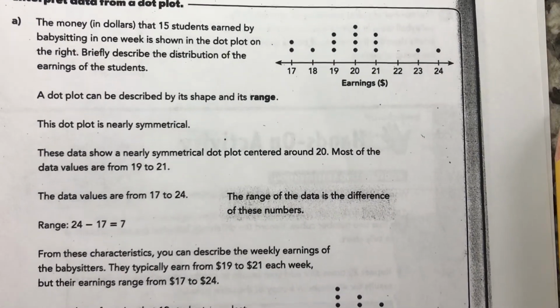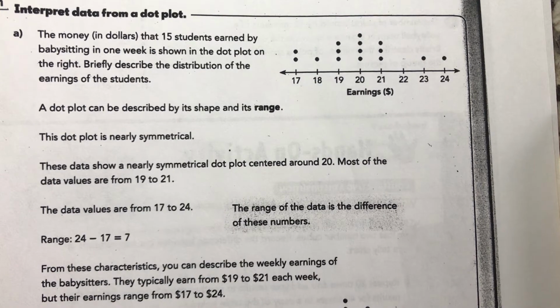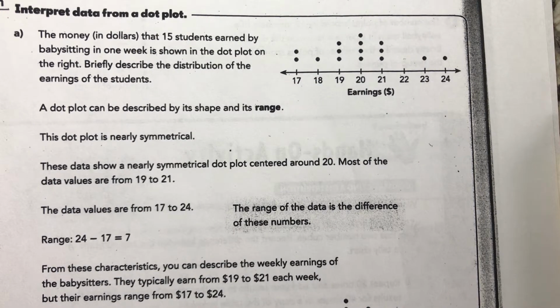Interpret data from a dot plot. The money in dollars that 15 students earned by babysitting in 1 week is shown in the dot plot on the right. Briefly describe the distribution of the earnings of the students.